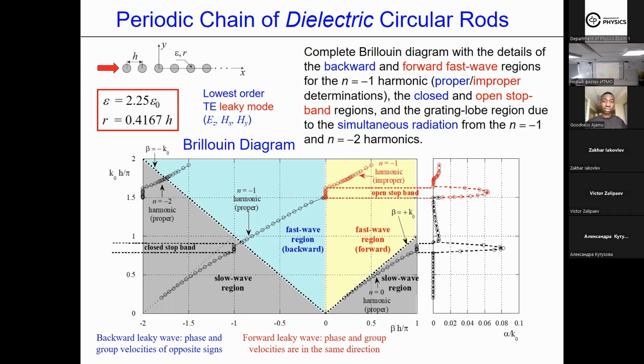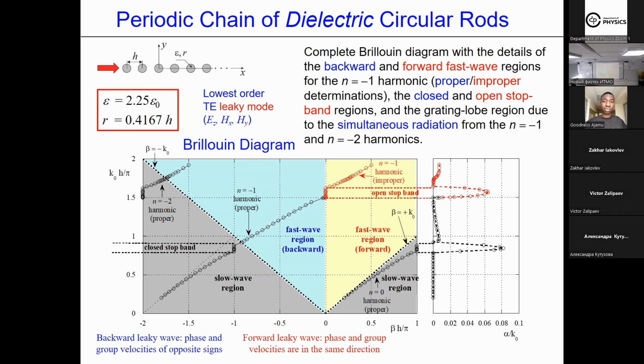So we have two dielectrics here. The parameters are given here, and here is shown the Brillouin diagram. Along the x-axis, we measure the normalized propagation constant, and along the y-axis, we measure the normalized frequency. The values of the attenuation constants are given here. Let me start with this gray zone.